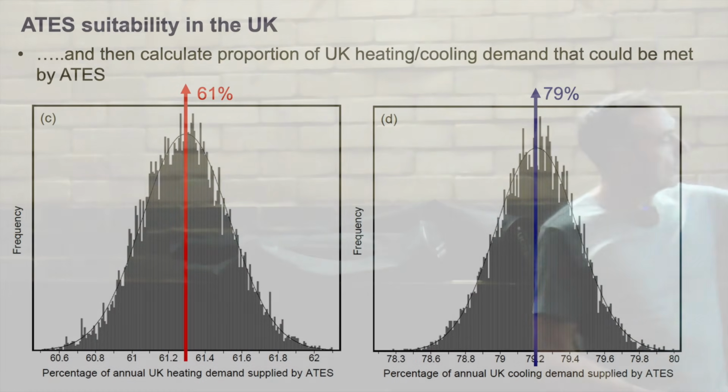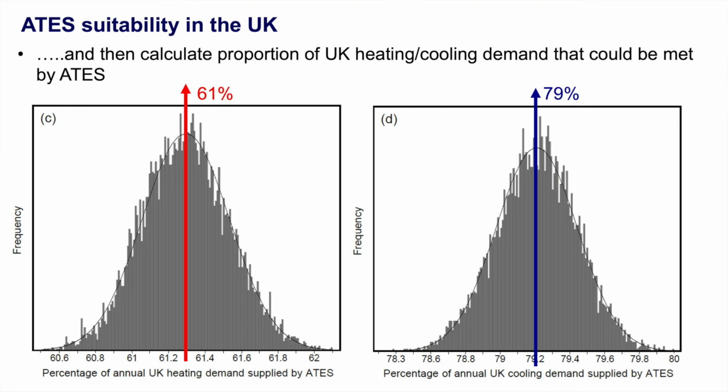And it turns out that we could meet about 60% of the UK's heating demand and about 80% of the UK's cooling demand if we had a really widespread rollout of these technologies, particularly aquifer thermal energy storage. So it could be a massive deal in the UK.